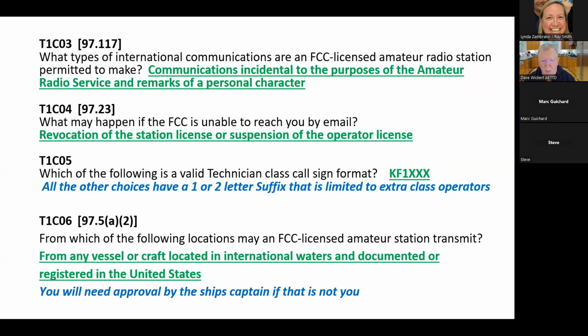service and personal information. When you do sign up for a license, what will happen if the FCC is unable to connect with you via email? And the answer is your operating license and your station license could be suspended.